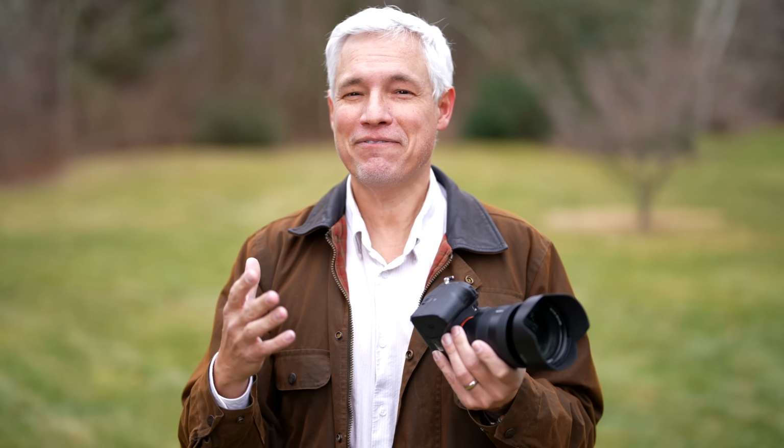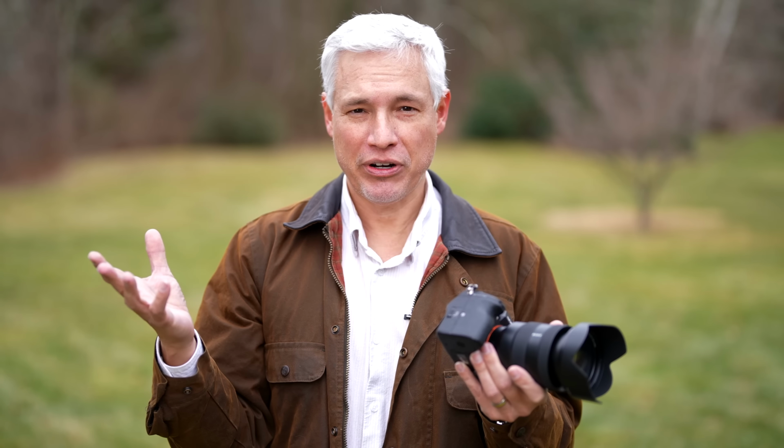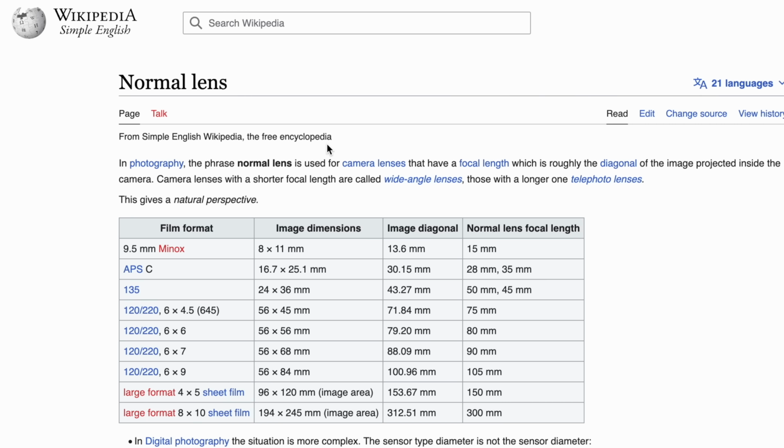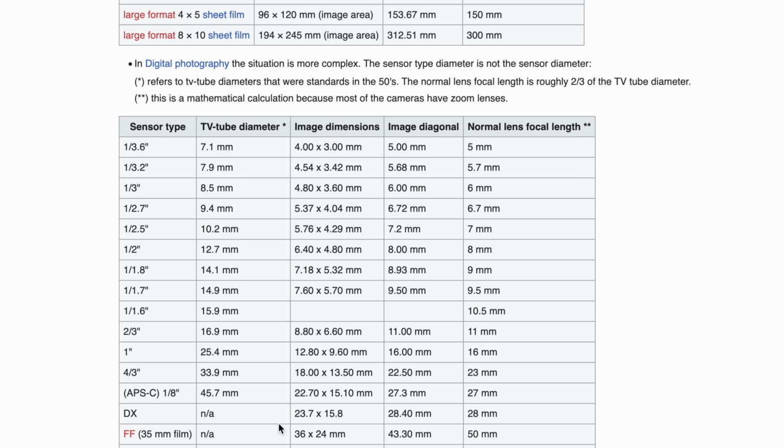This is filmed at 50 millimeters on a full frame camera because that's considered normal. And this idea of normal defines so many pictures that we take. 50 millimeters is the default for everything. Everything that's not normal is abnormal, right? Everything that's shorter is wide angle and everything that's longer is telephoto.